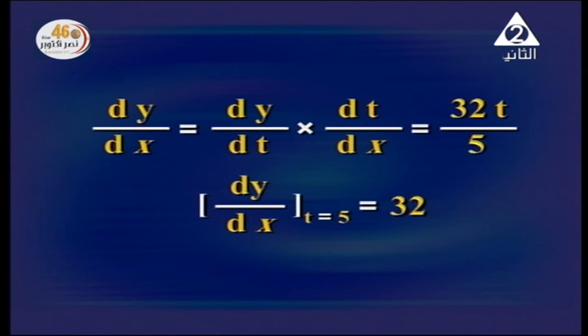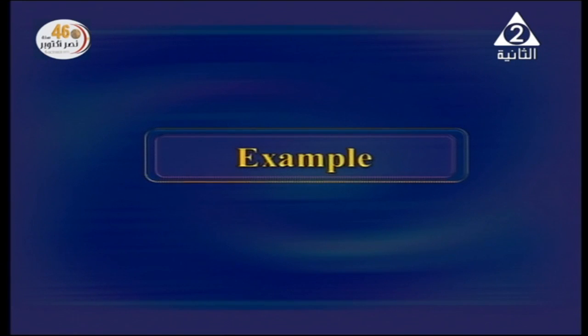Then, my dear student, by using dy over dt multiplied by dt over dx equals 32t over 5, by substitution at t equals 5, the answer is 32. Another example.